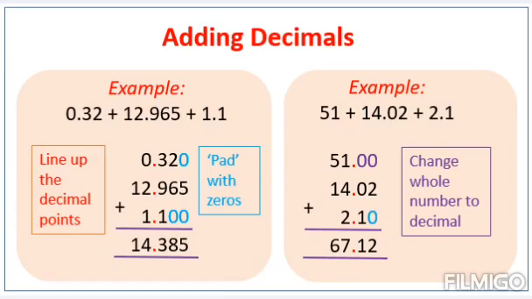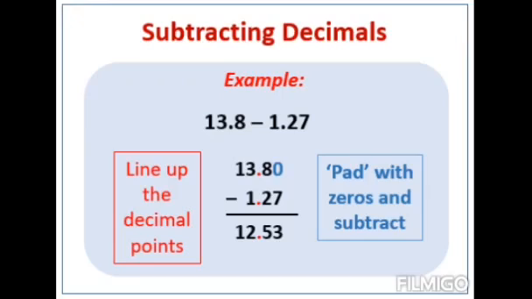Similarly, if we have to add 51, 14.02 and 2.1, after converting into like decimals and rearrangement, when we add these decimal numbers, the answer is 67.12.